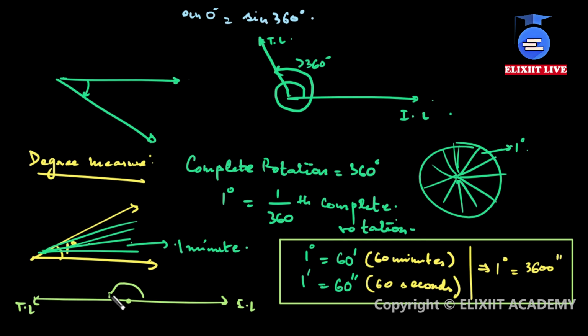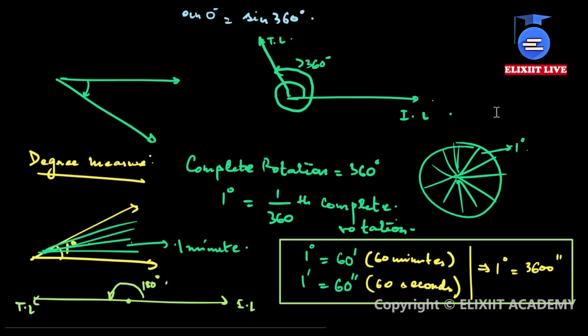This is also known as a straight angle, exactly 180 degrees. So in degree measure, we will say this to be 180 degrees. But in radian measure, it is not 180 degrees. In radian measure, we will consider this to be pi radians.